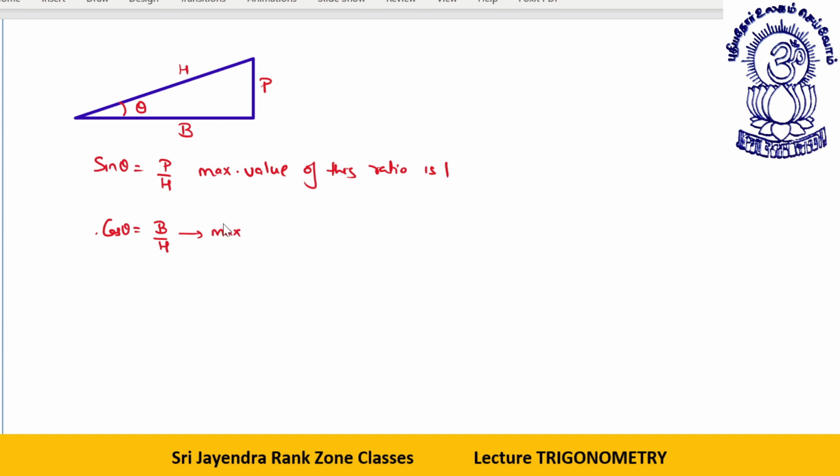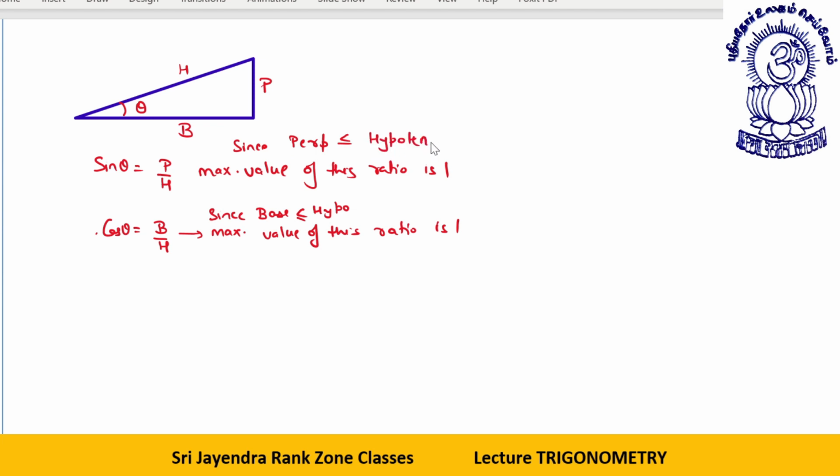Maximum, since the base is less than the hypotenuse. Therefore, the maximum value, I'll write this less than or equal to hypotenuse. Equal to is a very, very rare circumstance, an ideal, infinite sort of circumstance. Therefore, the maximum value of this ratio is 1, since perpendicular is less than or equal to hypotenuse, actually less than hypotenuse.